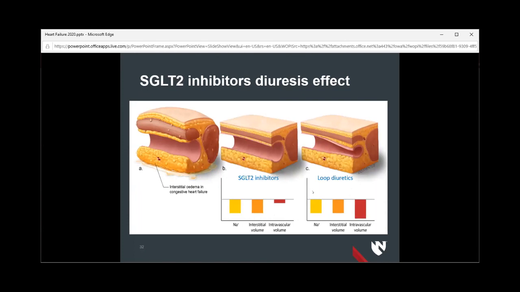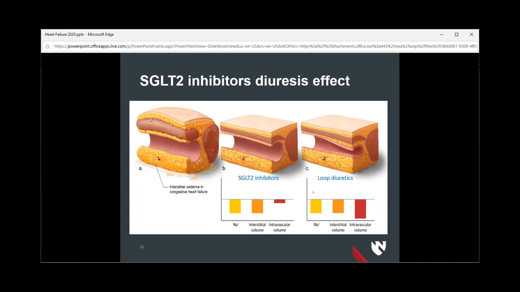They actually work a little bit better. Your loop diuretics work to get rid of blood volume that is actually in your vessels, whereas SGLT2 inhibitors work with interstitial volume. So if your tissues are swollen in your third spacing, these help get rid of this swelling.